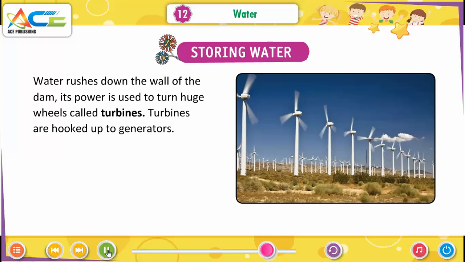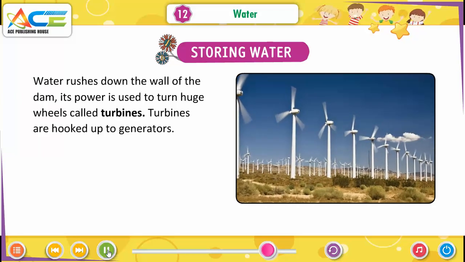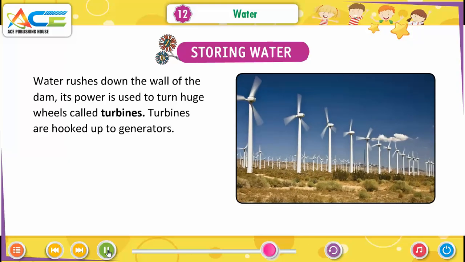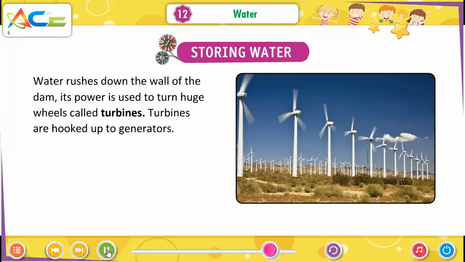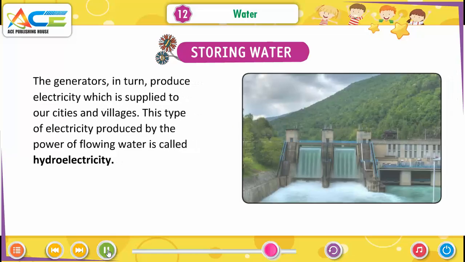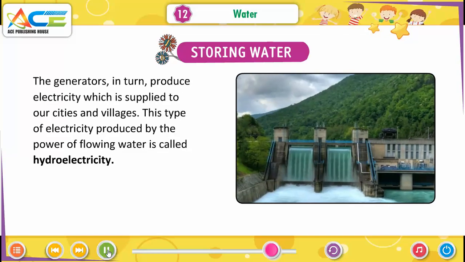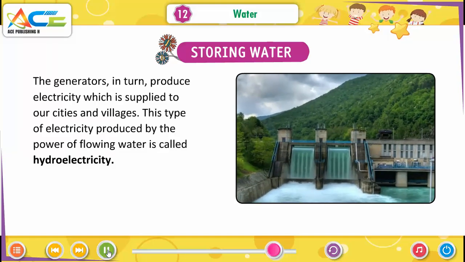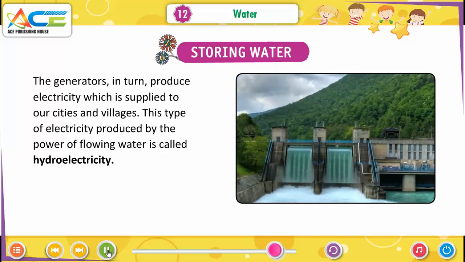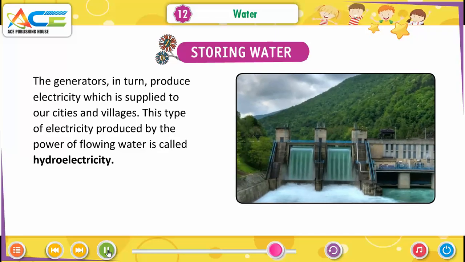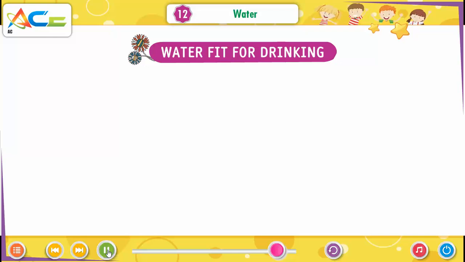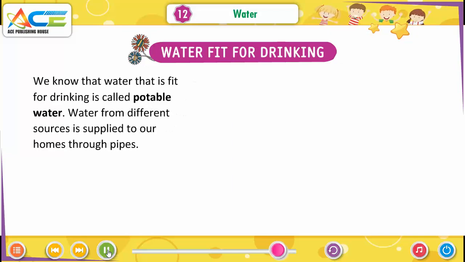Water rushes down the wall of the dam. Its power is used to turn huge wheels called turbines. Turbines are hooked up to generators. The generators in turn produce electricity which is supplied to our cities and villages. This type of electricity produced by the power of flowing water is called hydroelectricity.